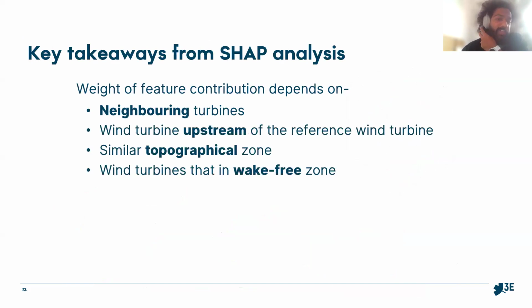The main takeaway, as I said, was the weight of the feature contribution. It depends on neighboring turbines, and it also makes sure that the upstream wind turbine is taken more into account, for example in offshore, which makes sense. And as I showed here, if you have a similar topographical zone for 2-3 turbines, then the effect of those turbine wind speeds on the target turbine weighs more. So this was the main takeaway from the SHAP analysis, to make sure that our model is a bit more robust.